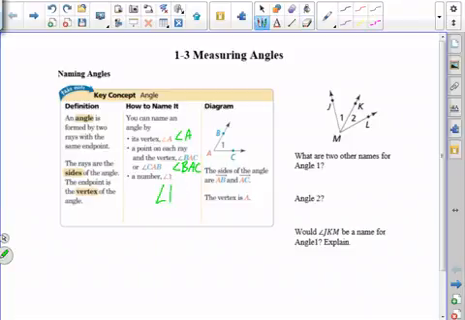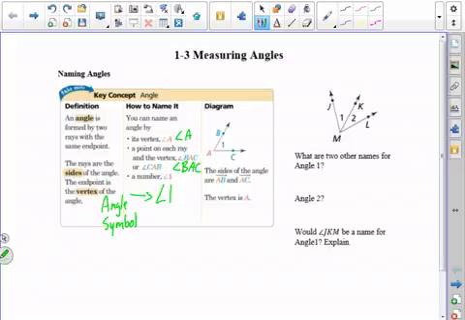And of course, that symbol right there is the symbol that we use for recognizing an angle, like if we were typing something up or writing something out, that's the symbol that we use for an angle.